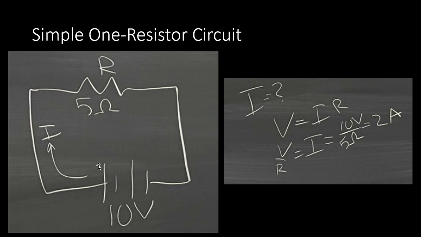And for drawing in the current, we'll treat the longer end as the positive terminal and the shorter end as the negative terminal. And so we'll have current flowing like such.